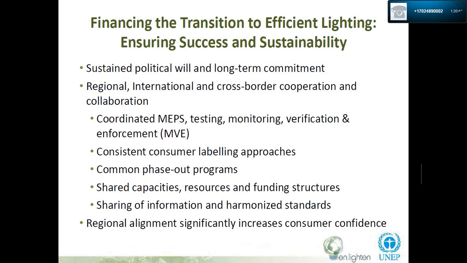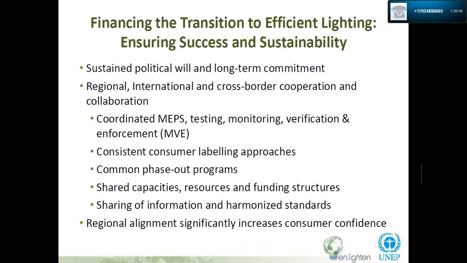We find that regional, international, and cross-border cooperation can help lower costs. These types of collaborations may be in terms of testing, they could be monitoring programs, they could be a consistent consumer label that would appear across the region, especially when countries are small and in geographic proximity. Products move across borders, and so having a common label may help to reduce costs.